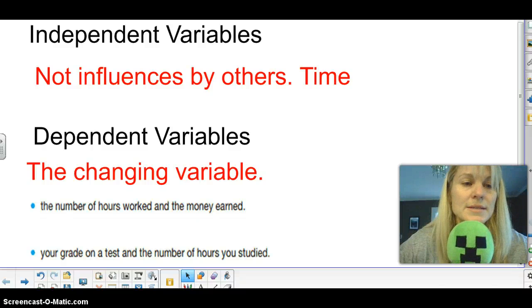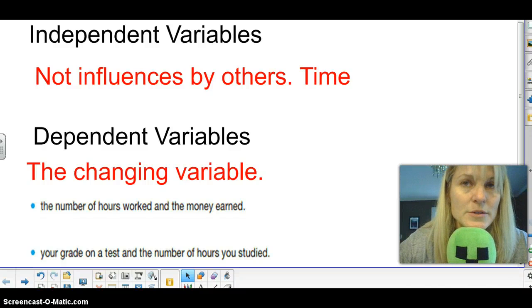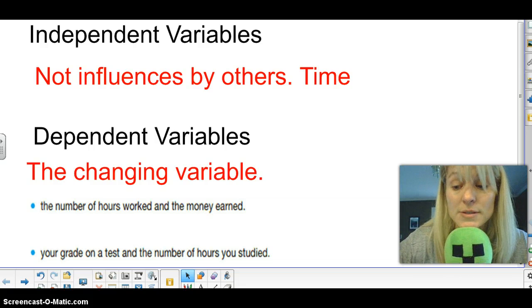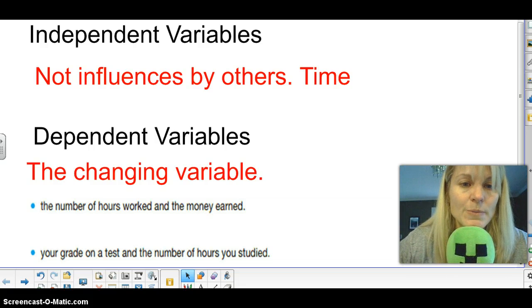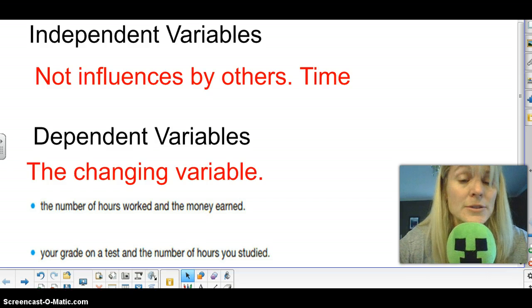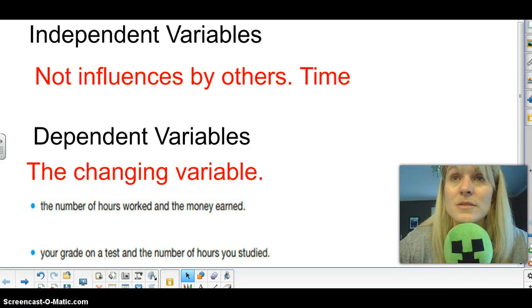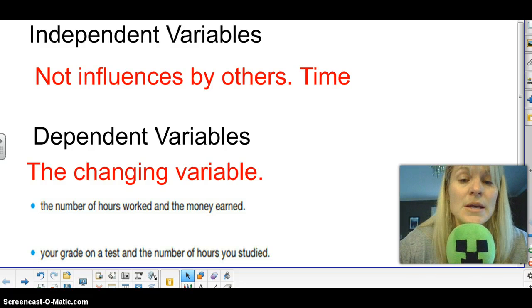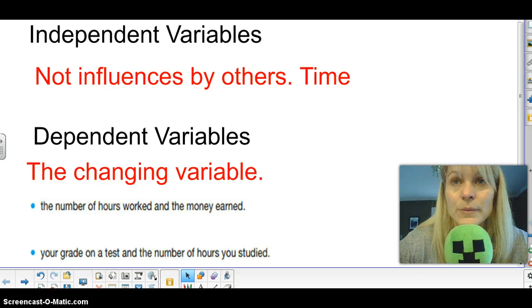Okay, so tonight's lesson is on independent and dependent variables. We want to be able to identify these in word problems and on graphs and in equations. If you think about the word independent itself, it means it's not relying on other things. If you're an independent person, you don't wait for other people to act, you act on your own. Time is independent of other things. Nothing can influence time. Seconds are going to go by no matter what happens. So time is an independent variable.